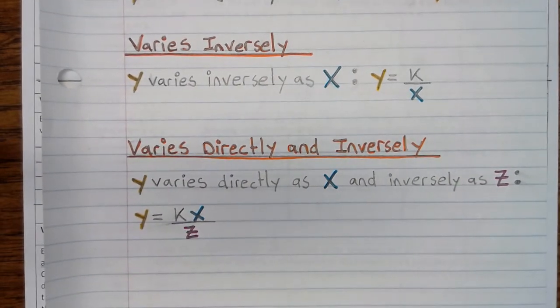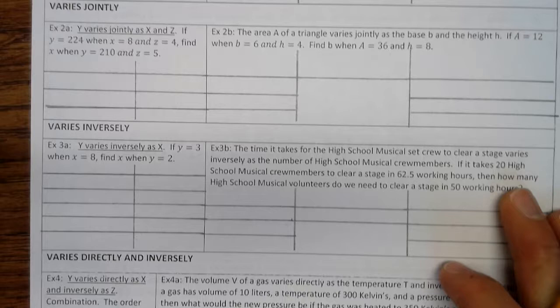And last, varies directly and inversely. Y varies directly as x and inversely as z. The equation is y equals kx divided by z. If you would, finish up your notes. Now your notes are updated. Let's take a look at the examples.